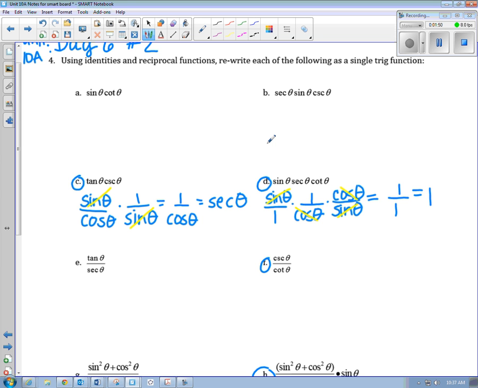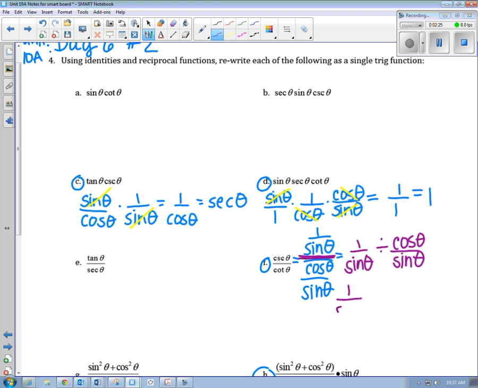For part F, I'm going to do the same thing. I'm going to substitute in 1 over sine theta for cosecant and cosine theta over sine theta for cotangent. I'm going to treat the division bar in the middle, this fraction bar, like a dividing. So I'm going to take the top fraction of 1 over sine theta and divide that by cosine theta over sine theta. And we know that if we're dividing fractions, we multiply by the reciprocal. So I'm going to change division to multiplication, do the reciprocal of the second fraction. I'm going to go back and cancel what I can now, so I can cancel out these sines, leaving me with final answer 1 over cosine, which is equal to secant. So final answer of secant theta on that one.